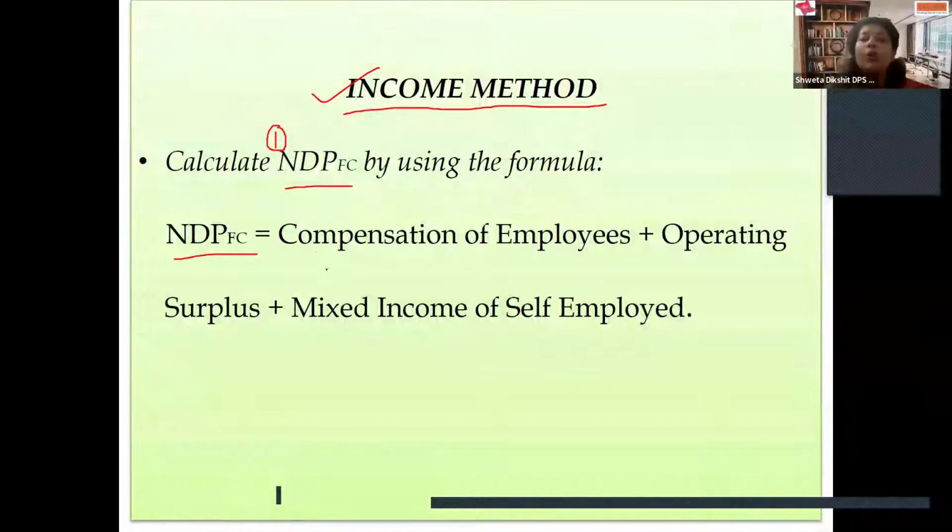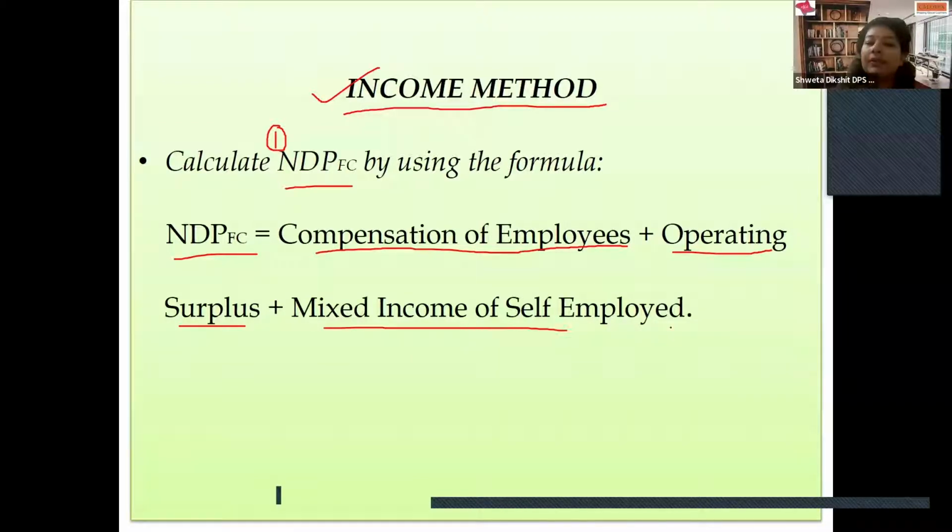So what all do you need? You need COE, compensation of employees. You need OS, operating surplus. And then you need MI, that is mixed income of self-employed. Remember, only these three words. That's it. But they need to be elaborated.